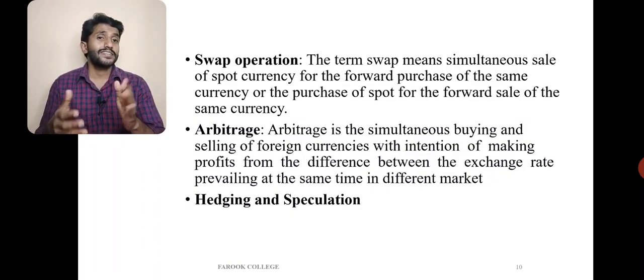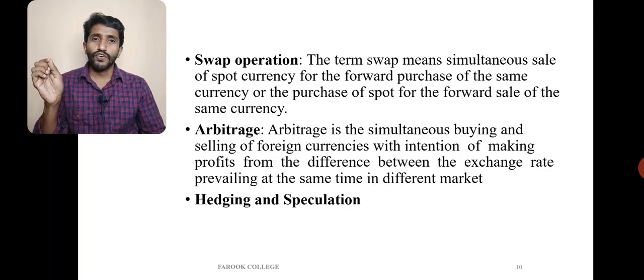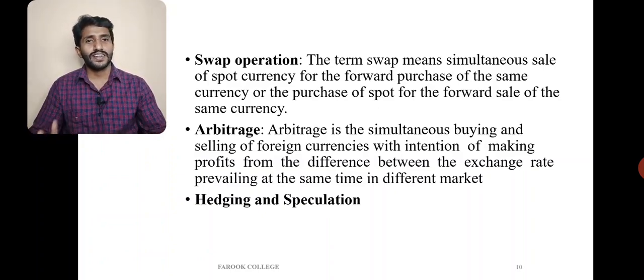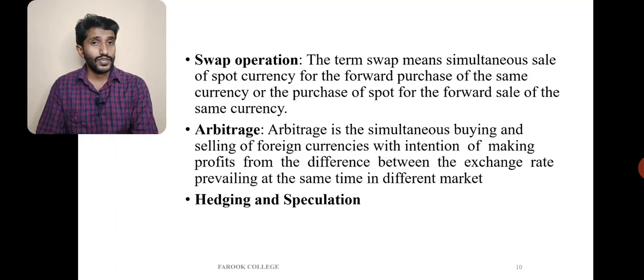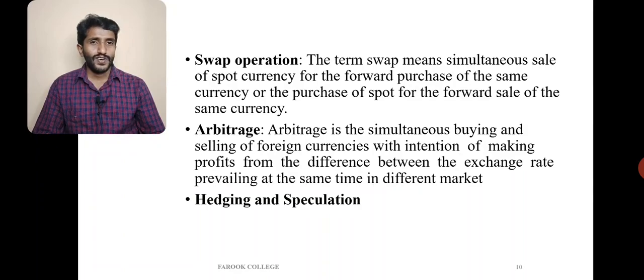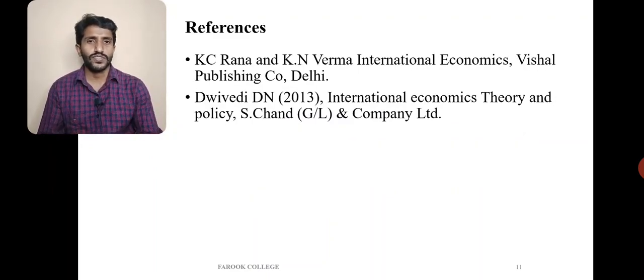Then lastly, hedging and speculation, which I have already covered. Hedging is covering of foreign trade risk. There might be variations in exchange rate, so we want to cover that risk. It is known as hedging. Speculation means if you have an expectation that the exchange rate might change in the future, you can utilize that opportunity and make profit. So this is known as speculation. These are all the different transactions happening in the foreign exchange market.